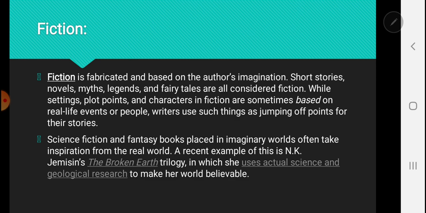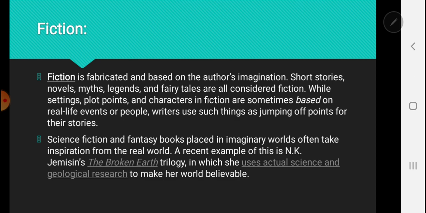Short stories, novels, myths, legends, and fairy tales are all considered fiction, while settings, plot points, and characters in fiction are sometimes based on real life events or people. Writers use such things as jumping off points for their stories. It might be possible that in fiction, the events, the characters or the incidents that occur are true, but they have been given a tinge of fiction. It means that they are true, but they are displayed in such a manner that they seem fictitious in nature.